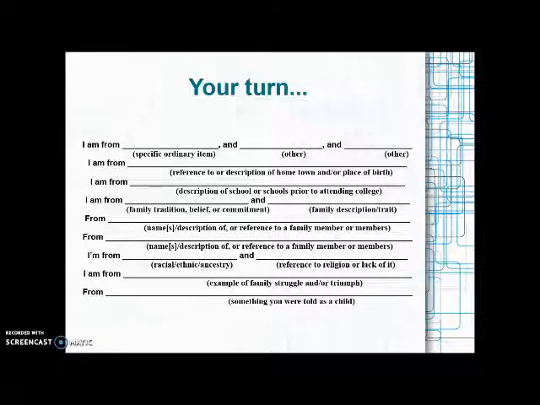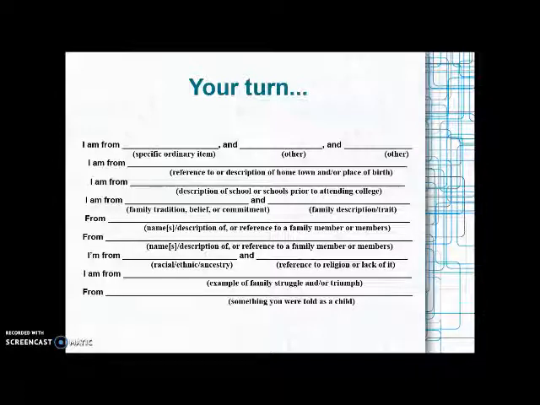First, we start off with 3 ordinary items. I am from blank and blank and blank. The next line is a reference to or a description of your hometown or your place of birth. Not the name of your hometown or your place of birth, but a reference to it. I am from a description of school or schools prior to attending college or U of D.